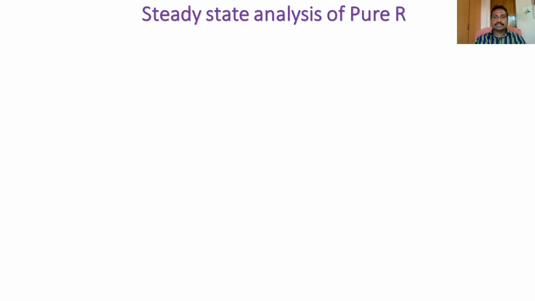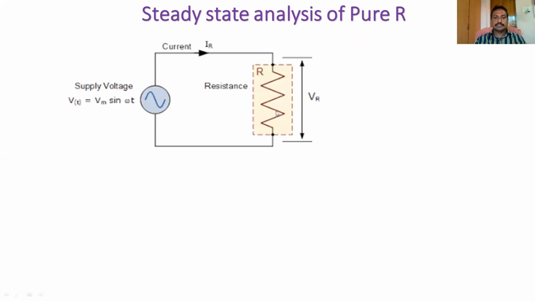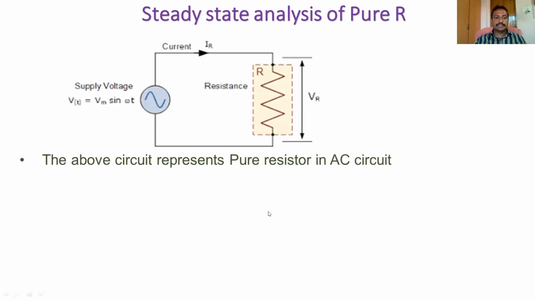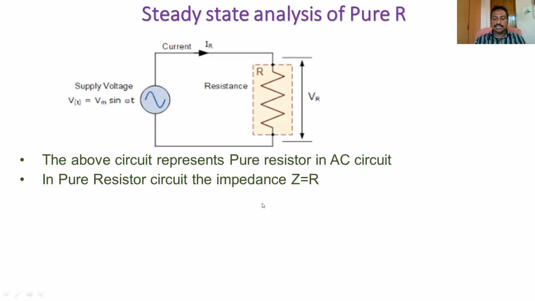First we start with steady state analysis of pure R. This circuit contains a pure resistor connected to a sinusoidal supply. V is equal to Vm sin omega t. Then the current starts to flow. We want to determine this current I, as well as the impedance in a pure resistor circuit. Therefore, in a pure resistor circuit, impedance Z is equal to only R.